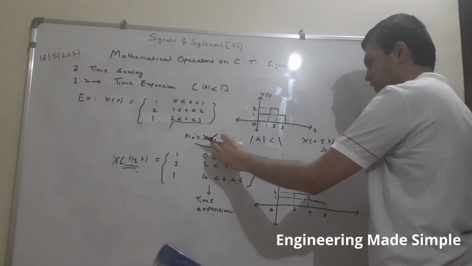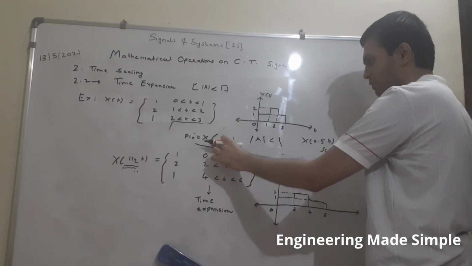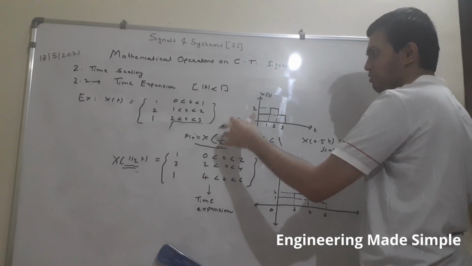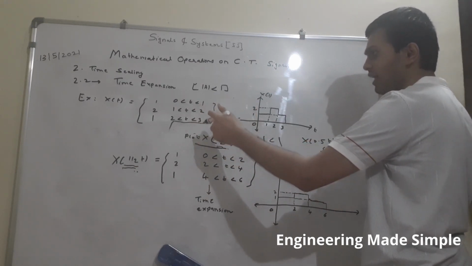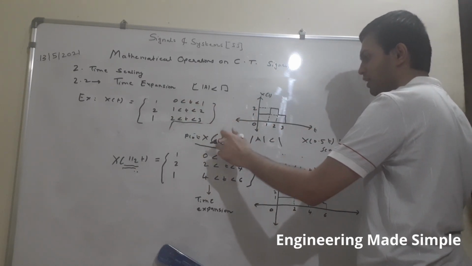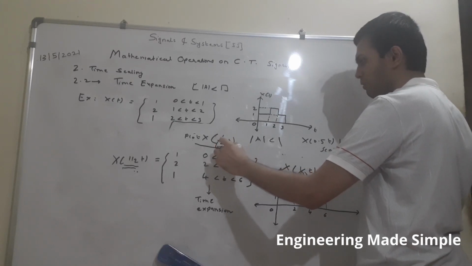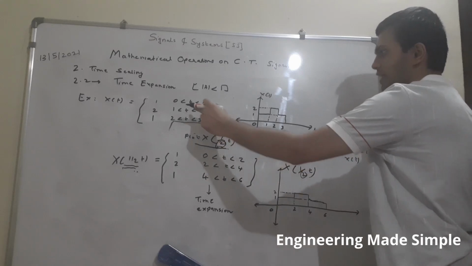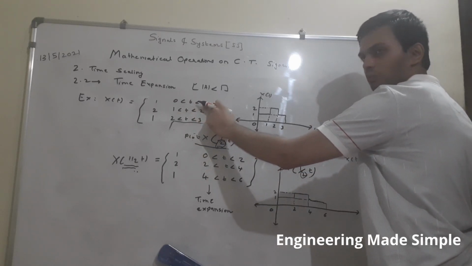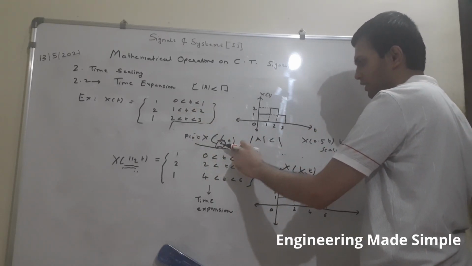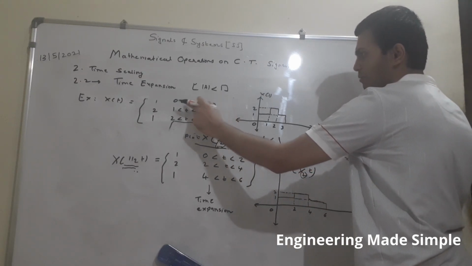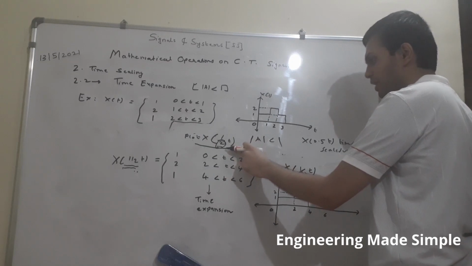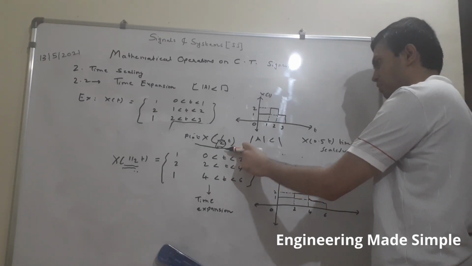So if something is divided in the signal equation in the time axis, and we are asked to find its expansion, we need to multiply the term by which it is divided. Now understand, this is half of t. That's the reason I multiply here by 2, because in the signal equation it is half. So here the time interval will change from 0 to 2, because we have to multiply with whatever the term is present in the denominator.